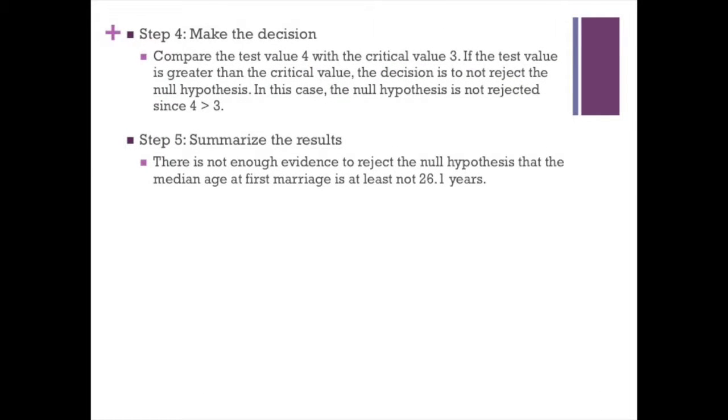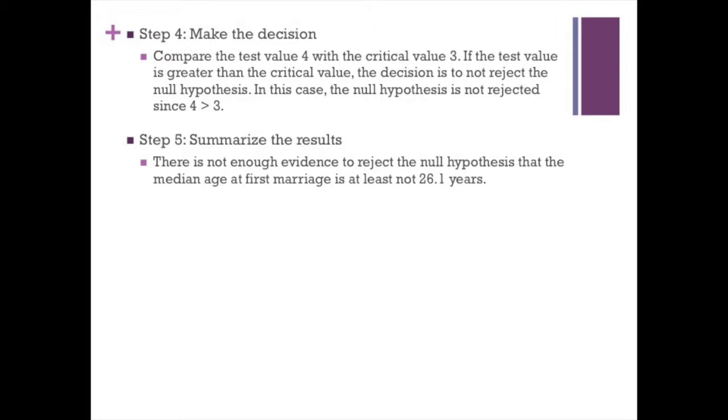Step 4 of the procedure table is to make the decision. We will compare the test value 4 with the critical value of 3. If the test value is greater than the critical value, the decision is to not reject the null hypothesis. In this case, the null hypothesis is not rejected since the test value is greater than the critical value.